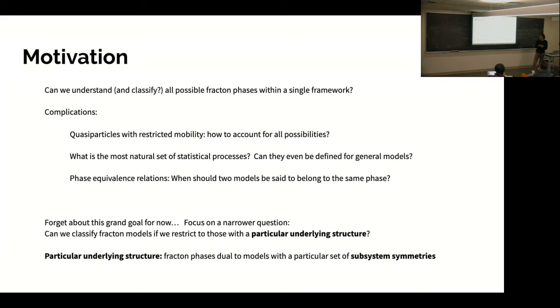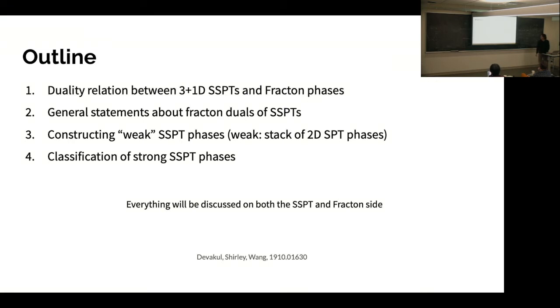Can we possibly classify fracton models if we restrict to those models with a particular underlying structure? So this is some subset of fracton models, and what I mean by this underlying structure is, can we classify all fracton models that are dual to models with a particular set of subsystem symmetry? And I'll tell you what that means.